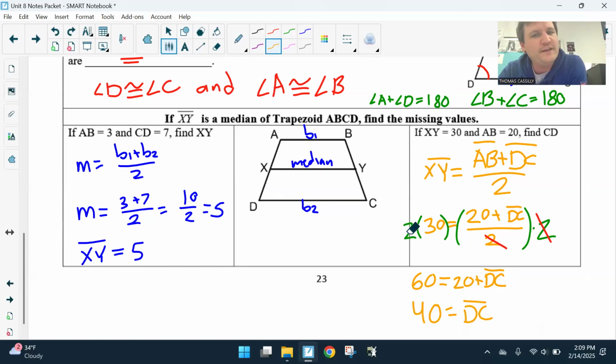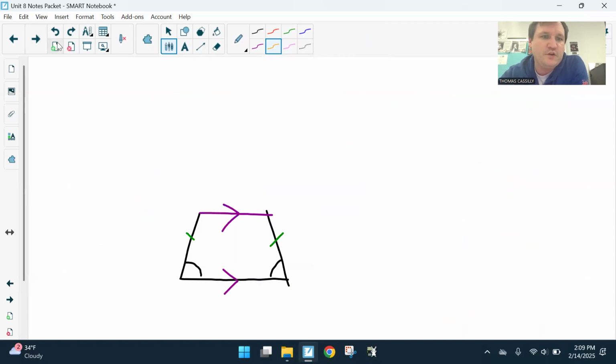So, slightly different. But if we wanted to confirm it, what is the top plus the bottom? That's going to be 40 plus 20, and then divide that by 2. 60 divided by 2 gives us 30, which is what that median was. All right, last page here.